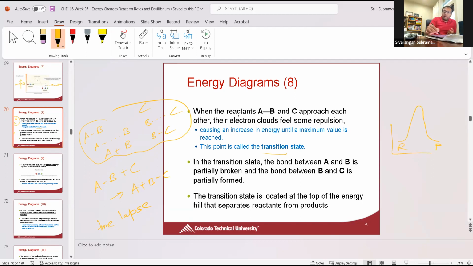And the maximum energy, the maximum chaos level when that situation occurs, is what you call the energy of activation. In other words, that's the maximum level of energy that has to be supplied for this reaction so that the reactants can go to the products.